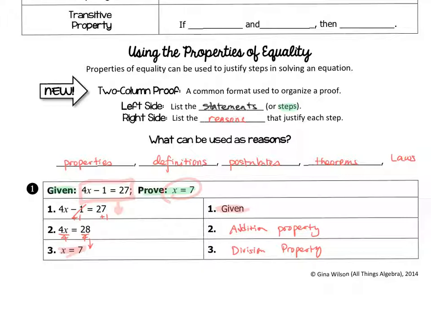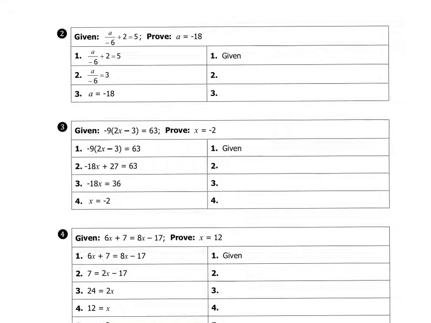So again, start with copying down the problem on the left, write down given. Begin solving the problem, then illustrate the properties, the definitions, the theorems that you use to justify each step until you reach the final conclusion. Let's look at some additional practices here.